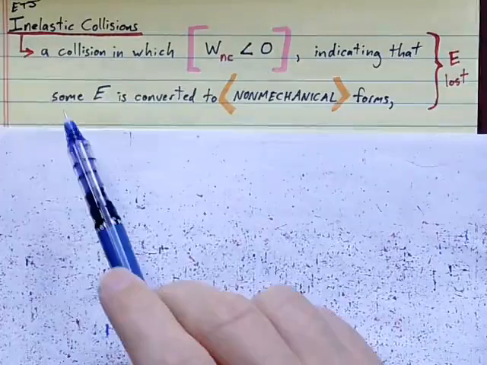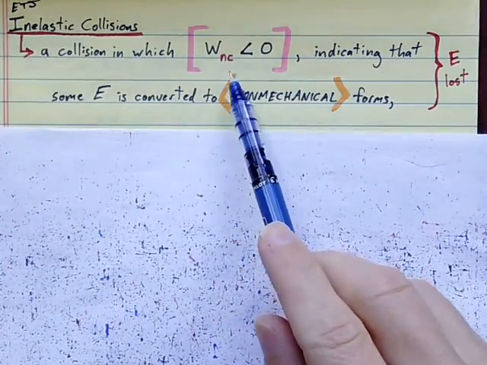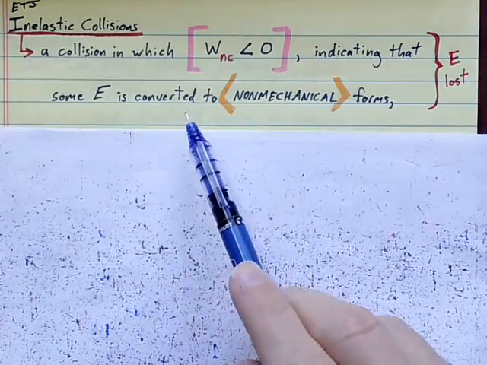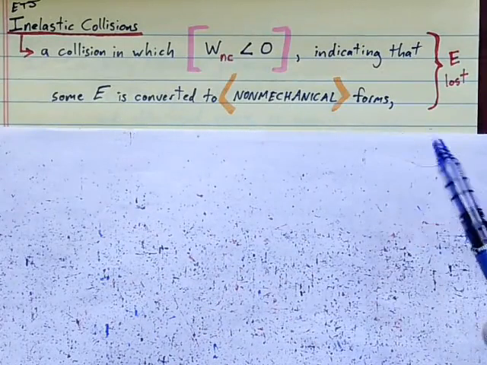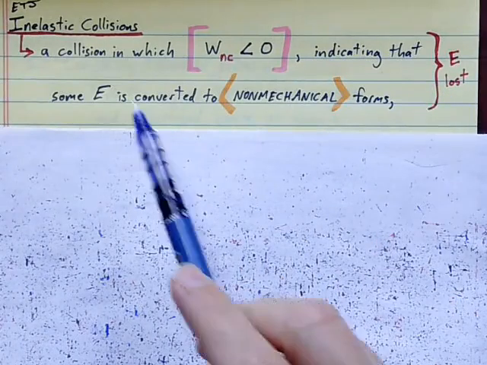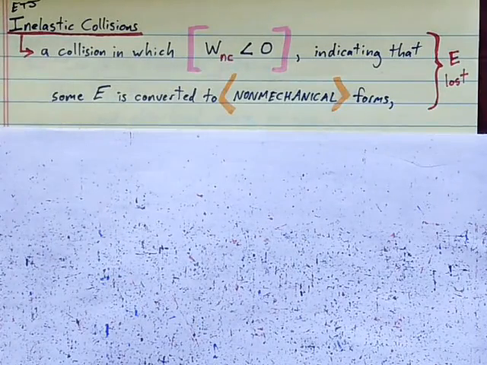An inelastic collision is one in which the work done by non-conservative forces is negative, indicating that some of the mechanical energy of the system is converted to non-mechanical forms. So some mechanical energy is lost, E decreases. This category would include almost all collisions between real objects.